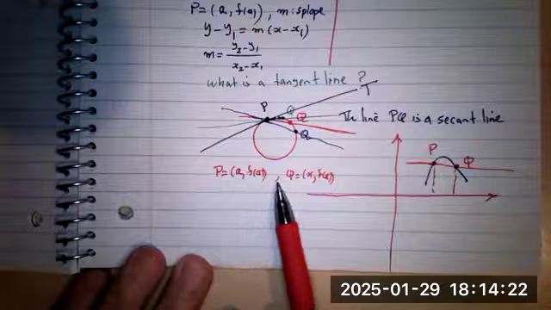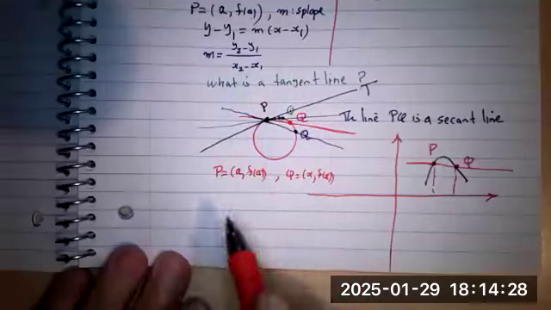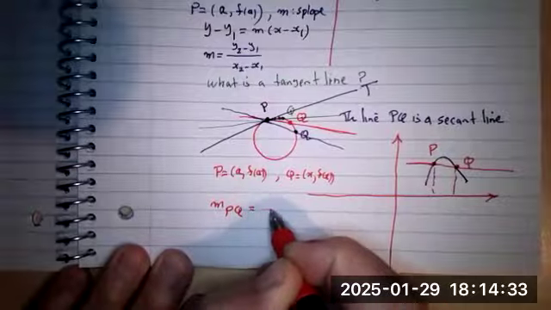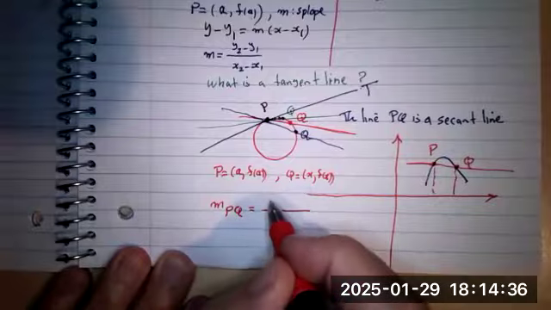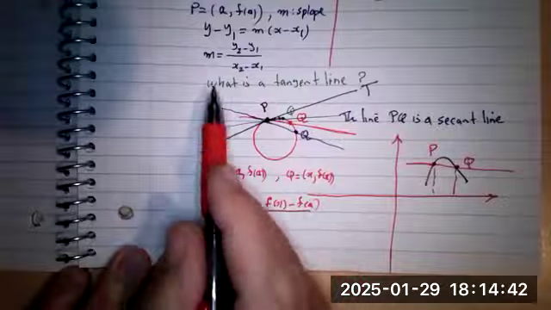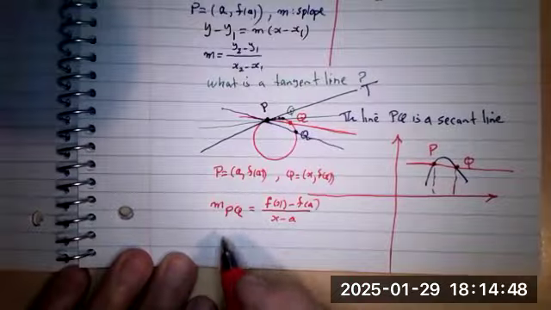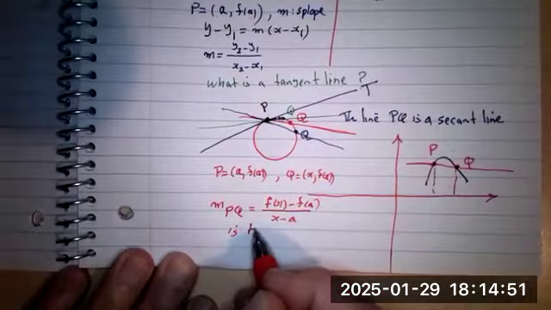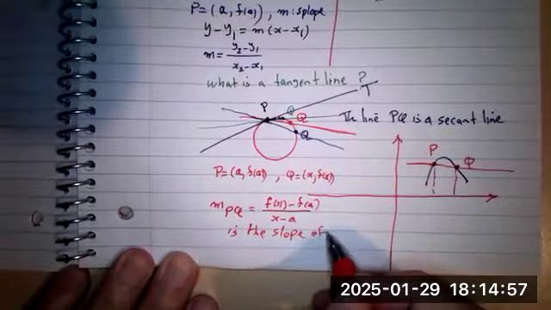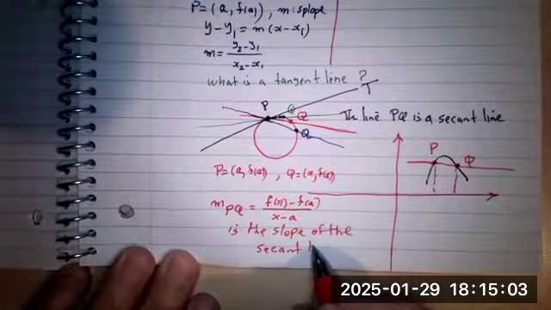Now, you see in this case, since we have 2 points, we can use this formula to find the slope of a secant line. So the slope of a secant line would be what? M of PQ is going to be this quotient, y2 minus y1. So that gives f(x) minus f(a), divided by x2 minus x1, which is going to be x minus a. So this is the slope of the secant line.